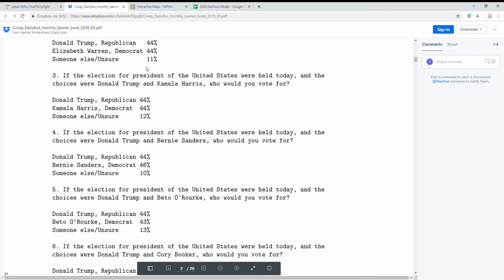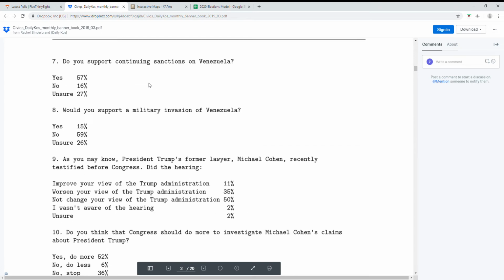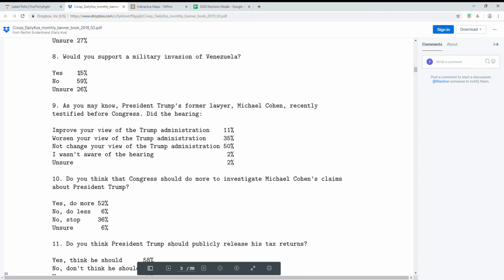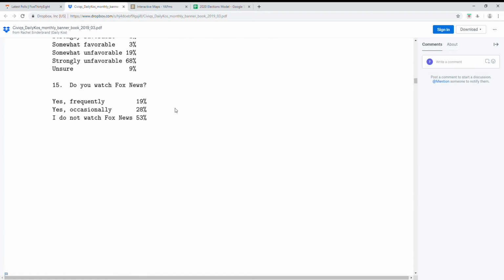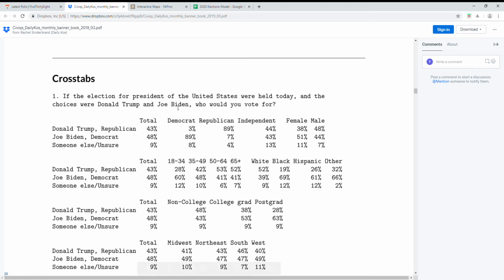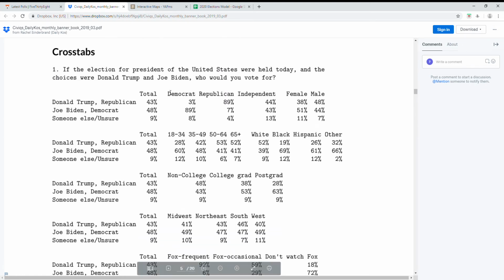But I don't just look at that. I want to see why that is. And then there are a bunch of other questions, right? But let's go down, and let's look at the crosstabs. And we'll use Joe Biden as an example, right? But I did this for every single one of them. Who would you vote for? Okay. Here's the top line result, 48-43 in favor of Biden, with 9% undecided.